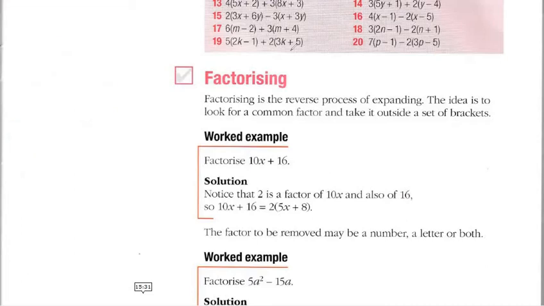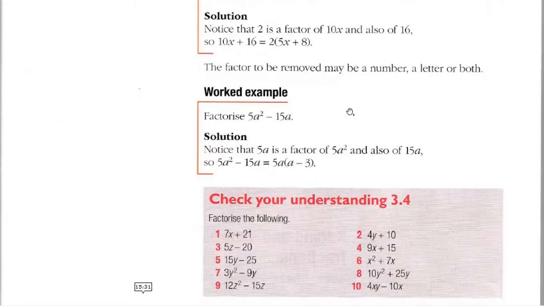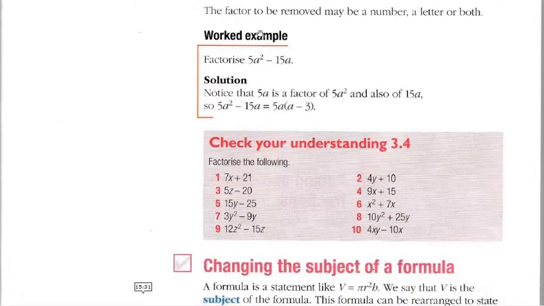Now, factorize 5a squared minus 15a. To factorize, find the common factor between them. So the common factor between 5 and 15, it is 5. And the common factor between a squared and a, it's only a.